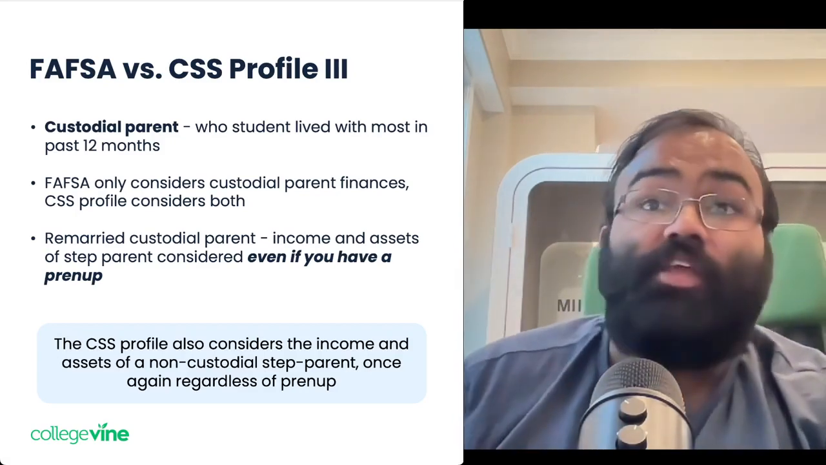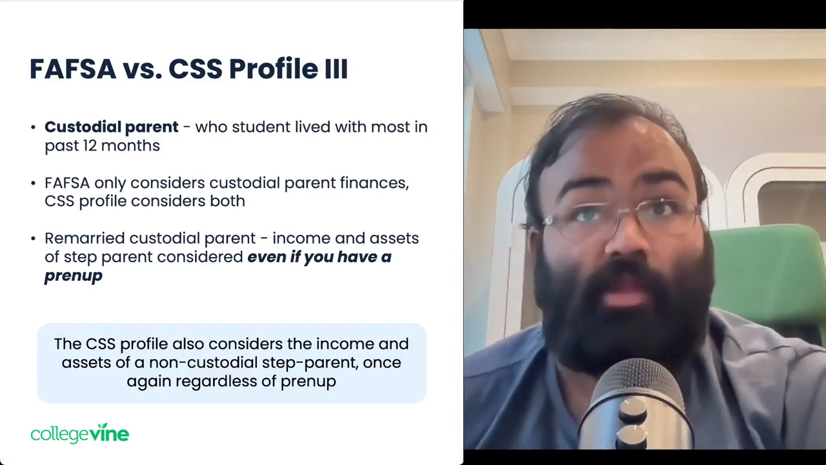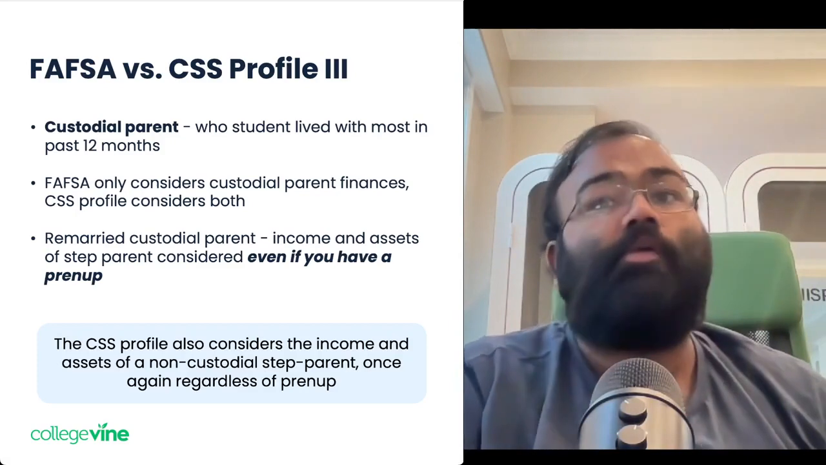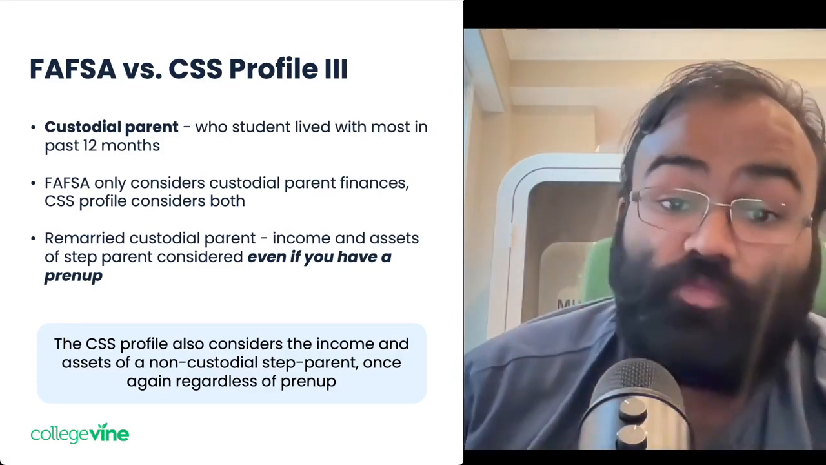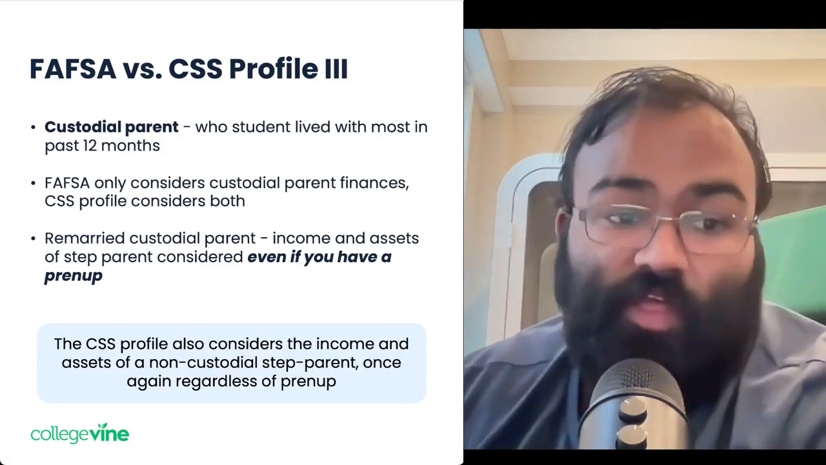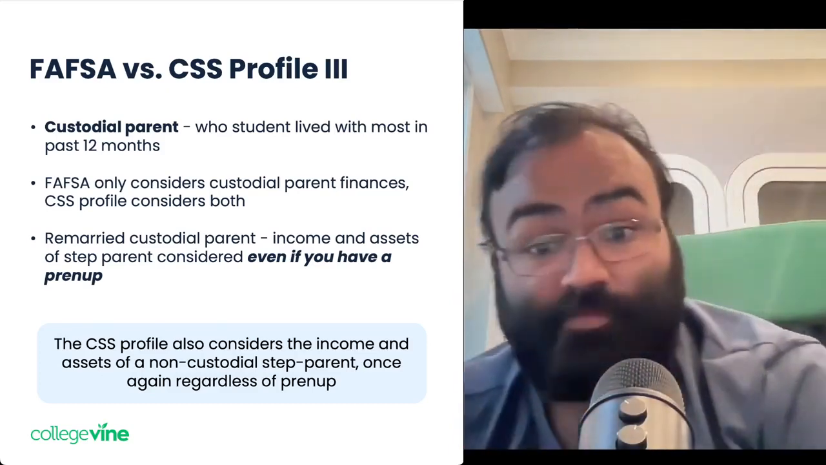Now, the FAFSA and the CSS profile differ in their treatment of finances. So the FAFSA is only going to consider the financial situation of the custodial parent. So it's only the custodial parent's finances which affect the FAFSA calculation, whereas the CSS profile considers both unless you can get one of those waivers, which is pretty rare.